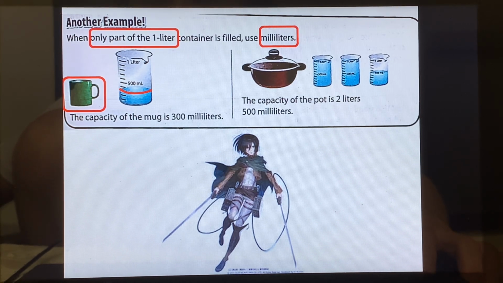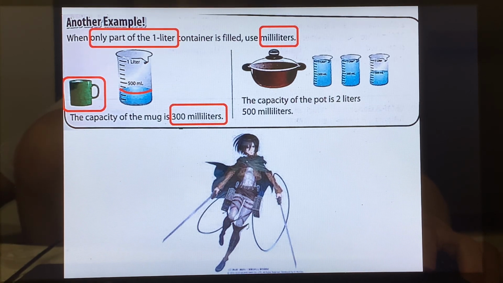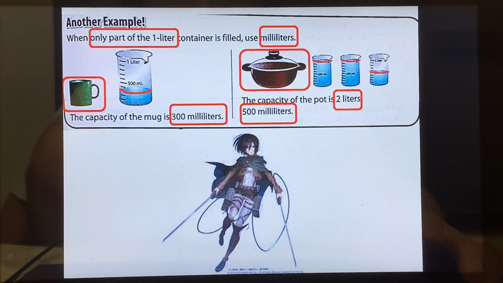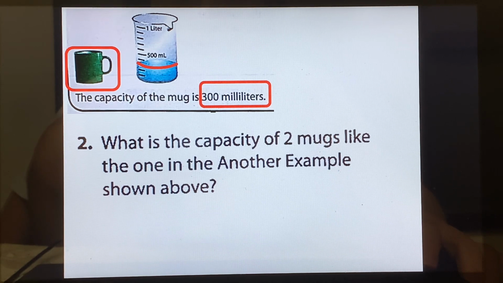Let's look at the mark. 我们看一下这个刻度。The mark says 300 milliliters. 刻度指的地方是300毫升。The capacity of the pot is 2 liters 500 milliliters. 这汤锅的容量呢2公升500毫升。Let's move on. We'll skip question 1. Let's move on to question 2.